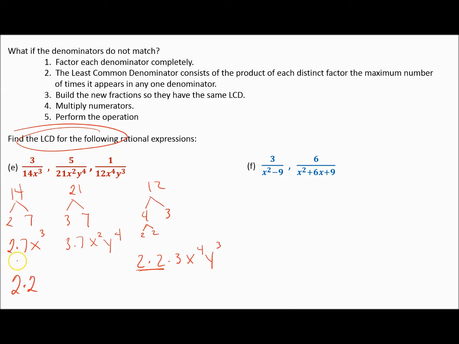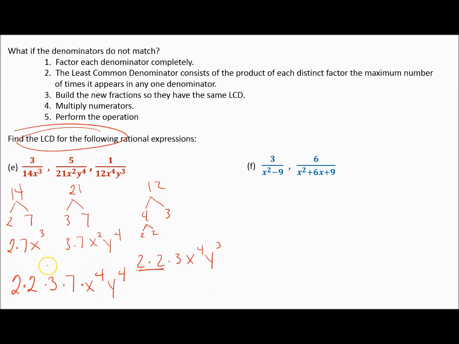Look at 3. 3 shows up none, once, so I need 3. It just shows up one time. It's the most number of times it shows up. 7 shows up once, none, so we need a 7, just one time. Now let's look at the x's the same way. I have an x to the third, an x squared, and an x to the fourth. I need the most number of times it showed up, which is x to the fourth. Let's look at the y's. None at all, y to the fourth, y to the third. The most number of times it shows up is y to the fourth times.